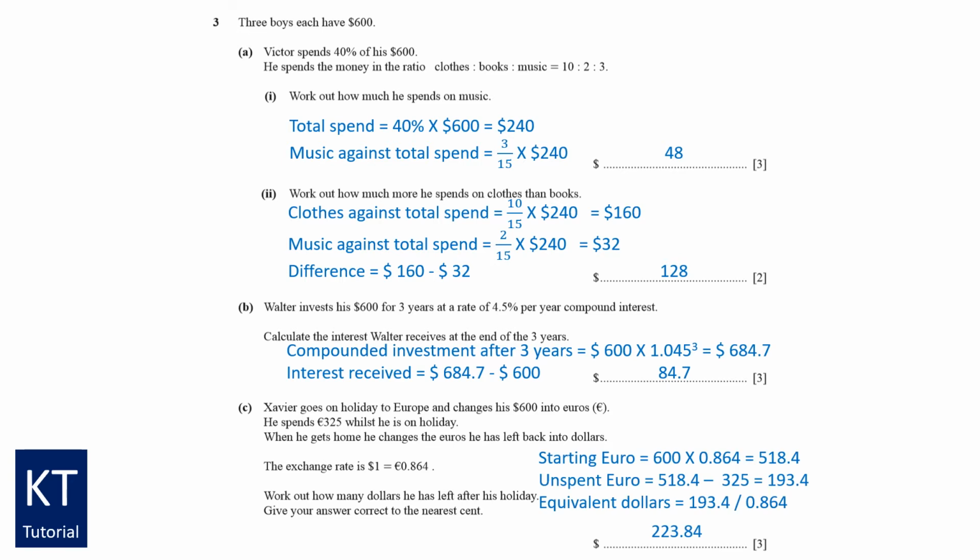Step 1 requires identifying the starting euro value, which is 600 times the exchange rate. Next, we identify what is left against what is spent, and the equivalent dollars for what is brought back is taking 193.4 divided by 0.864.